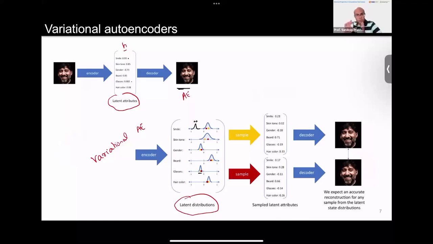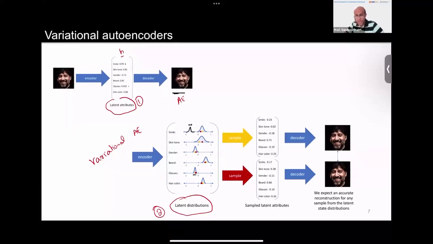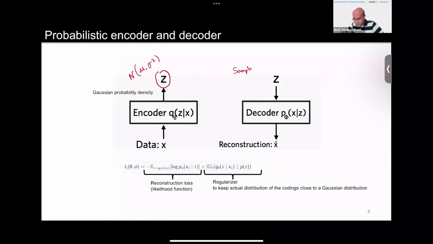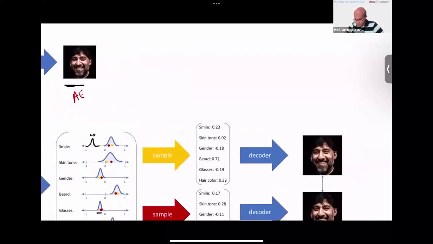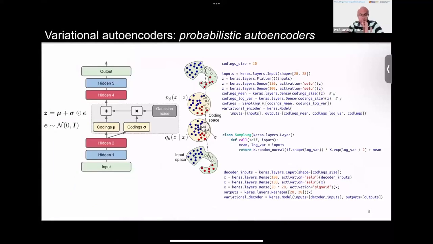Okay. So I hope the basic idea with variational autoencoder is clear. The basic change is that instead of having a latent attribute, you have a latent distribution. So you're basically looking at a probabilistic encoder. Now, let's go to the math of it. The way we do that is very simple and similar to what was going on in autoencoders.